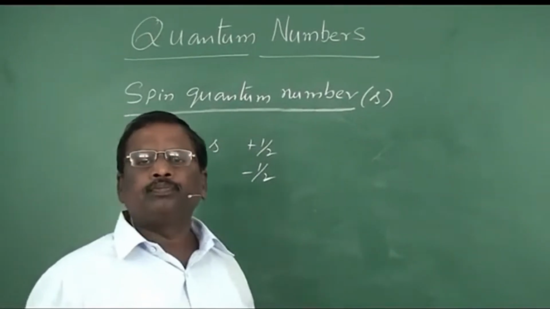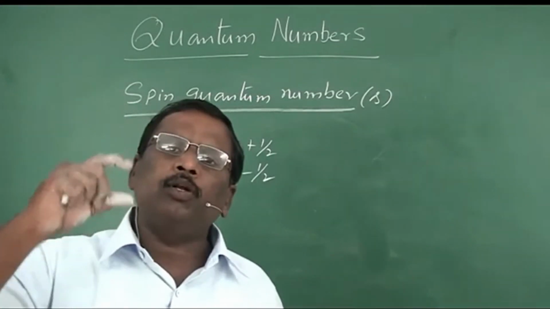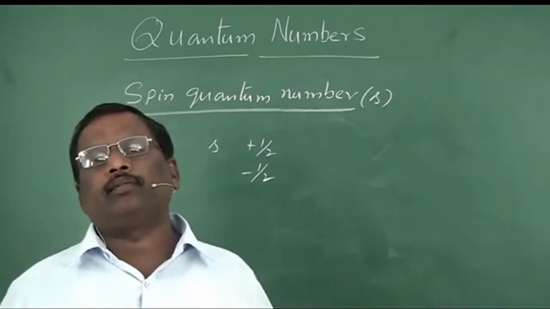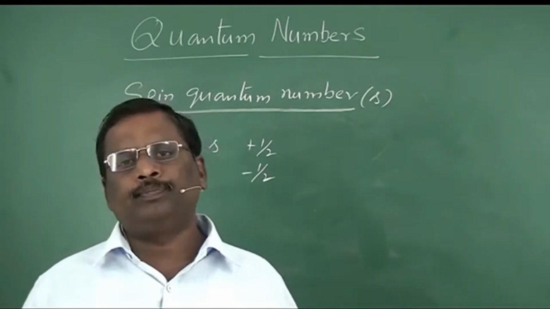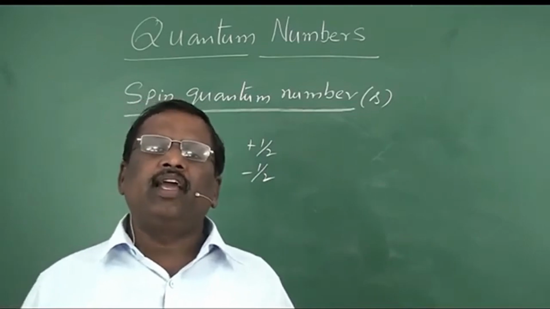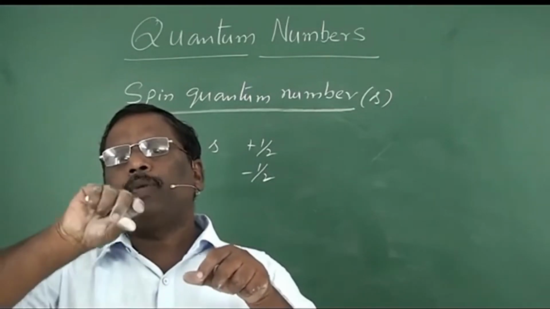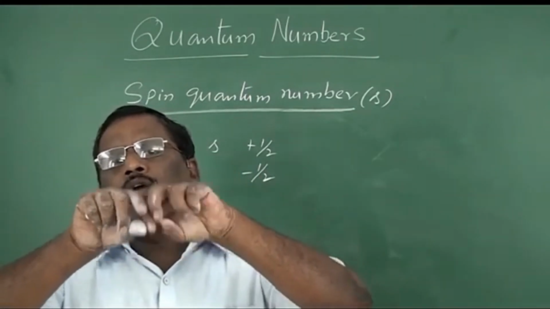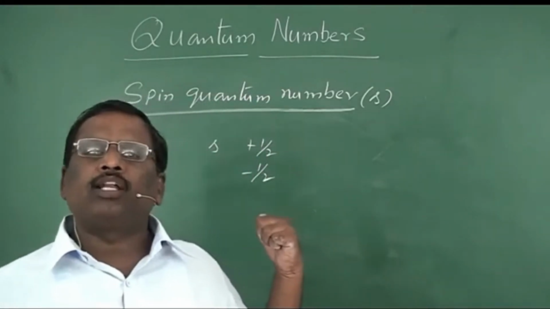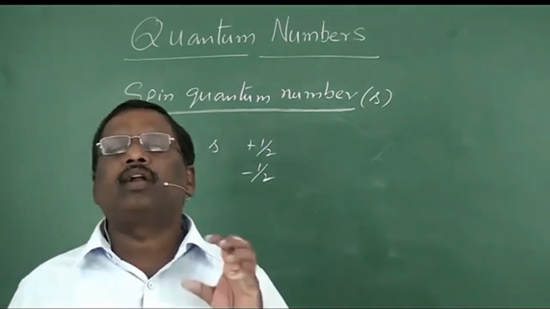In each orbital, there is possibility for only two electrons, because there are only two possible directions for spinning. One is clockwise spinning, another one is anti-clockwise spinning. That's why in any given orbital, there is a place only for two electrons. If one electron spins in the clockwise direction and another electron spins in the anti-clockwise direction, the magnetic field produced by one electron is neutralized by the other electron, and the resulting magnetic field will become 0. So the values for this quantum number are plus half and minus half.